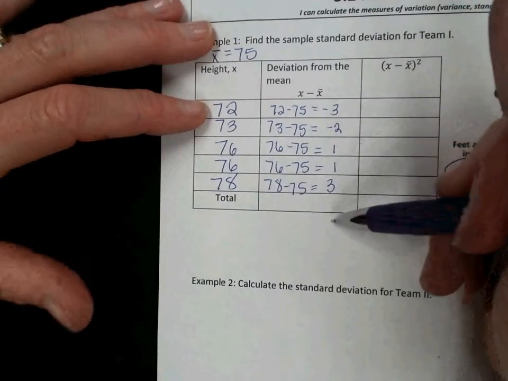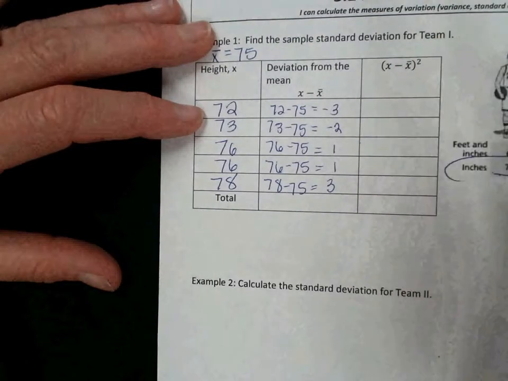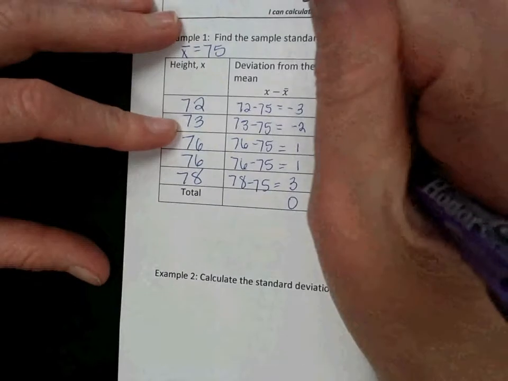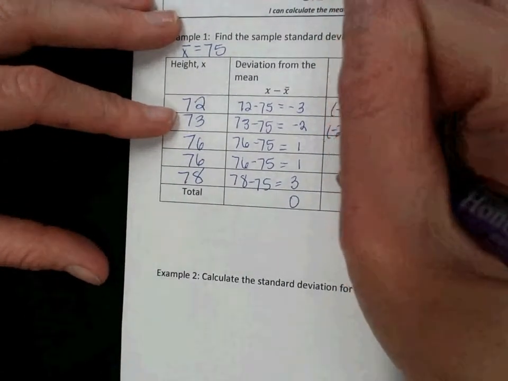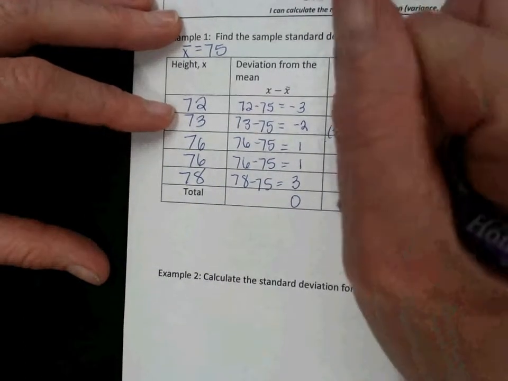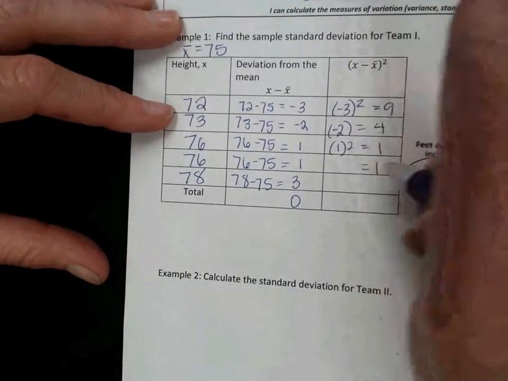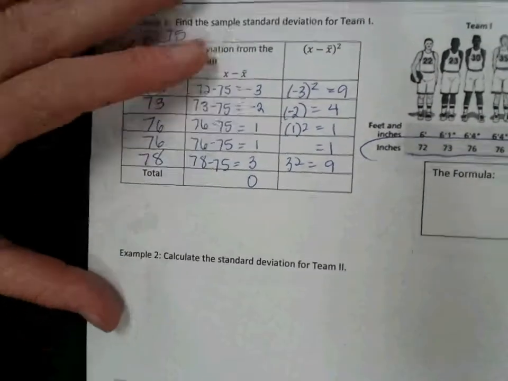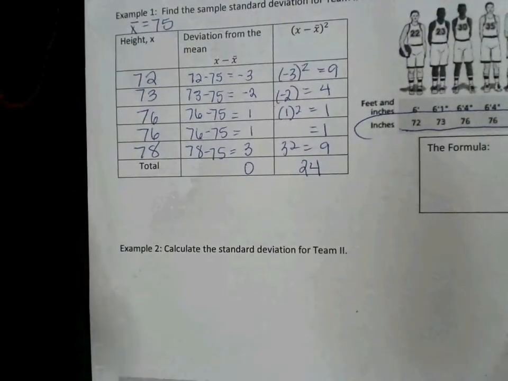What do you get when you add these column 2 together? Zero. Good job. And then we square them. Again, you want to put those negatives in parentheses if you're using your calculator, especially. Add those all up, we get 24.